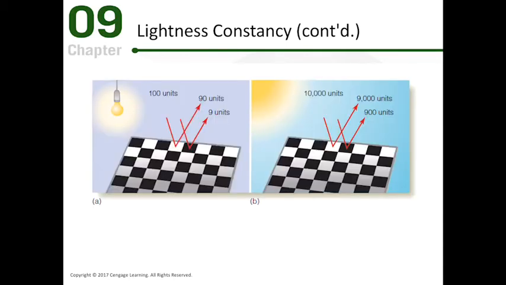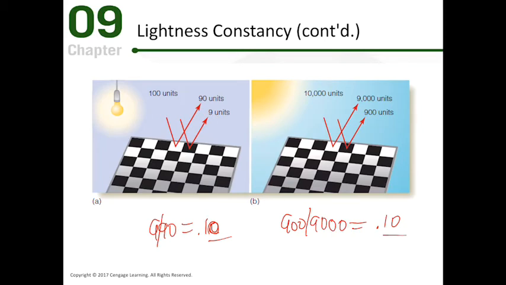For example, a checkered board. So here this ratio, in the case of a light bulb giving out 100 units, is 9 to 90, which is 0.10. And then when we look at, for example, sunlight, which might be 10,000 units, we see this 900 to 9,000 ratio, which still equals 0.10. So regardless of the intensity, the ratio remains the same, 0.10, regardless of the light source.